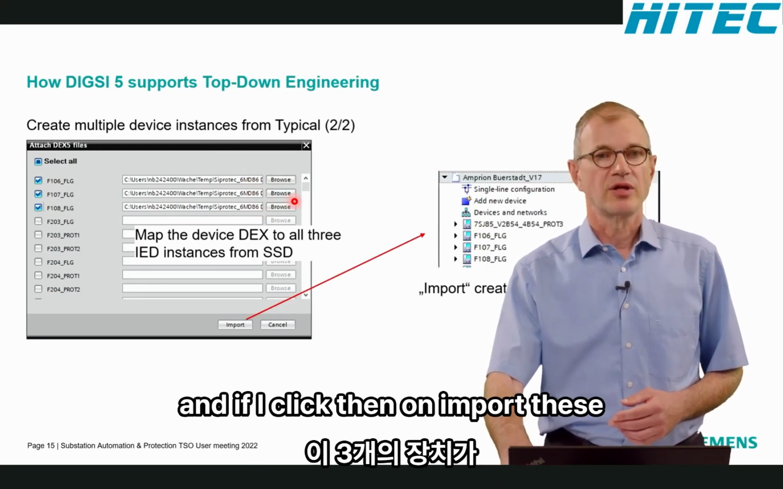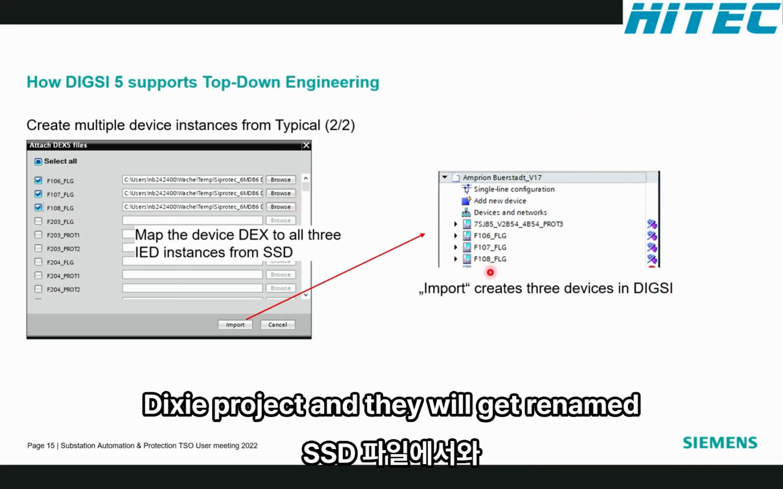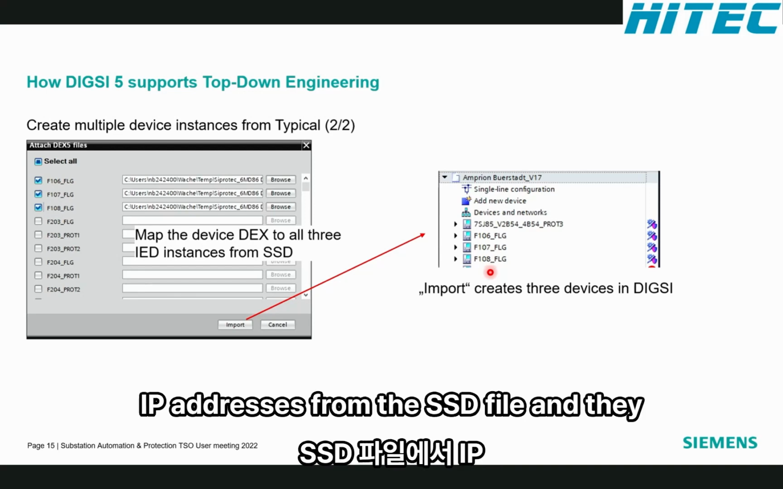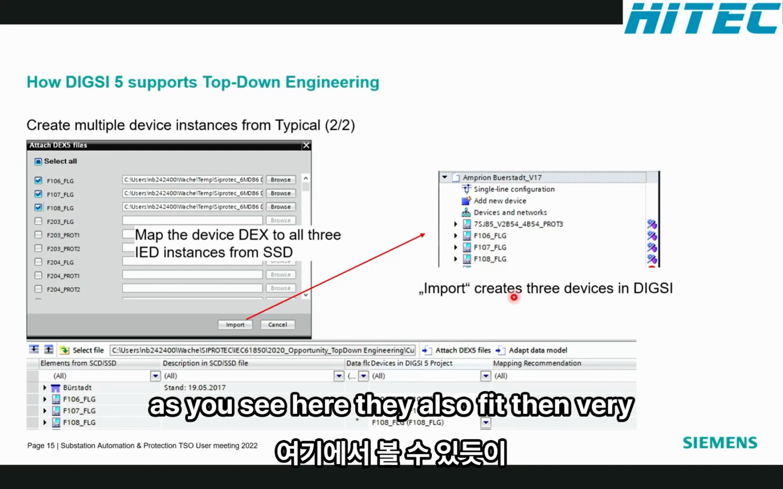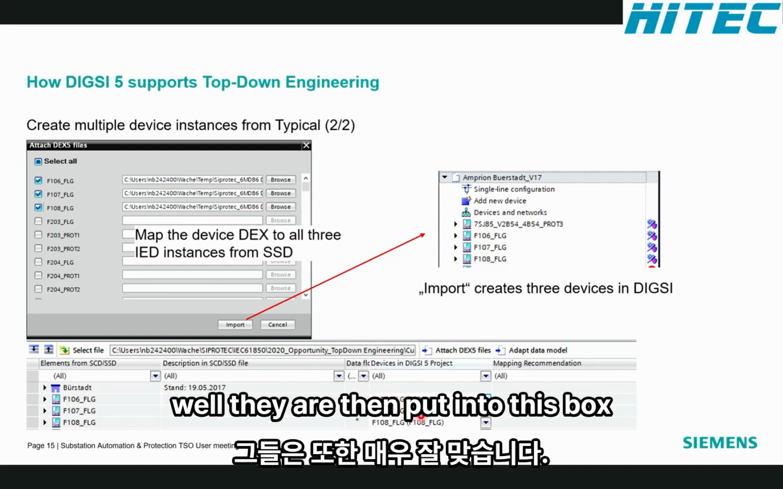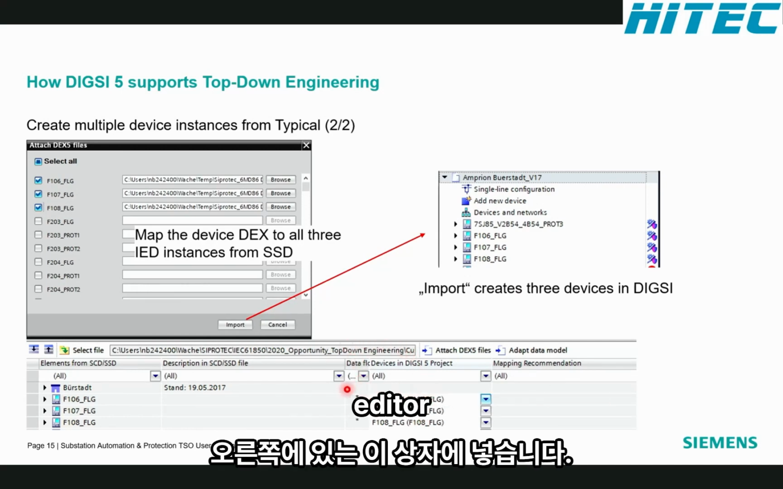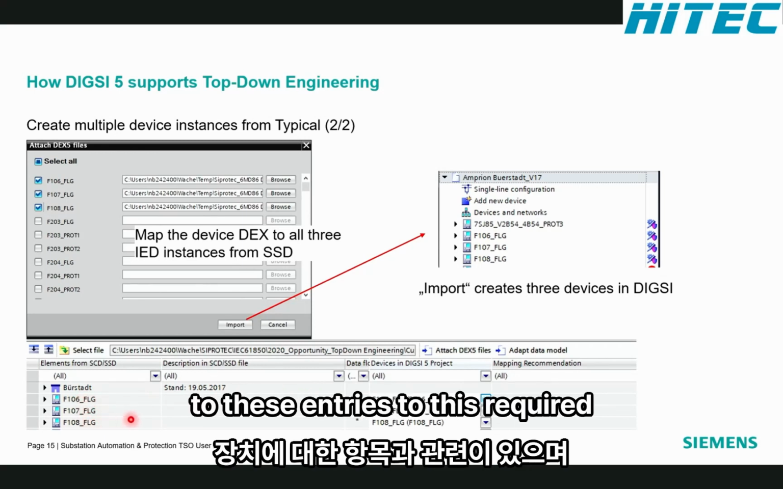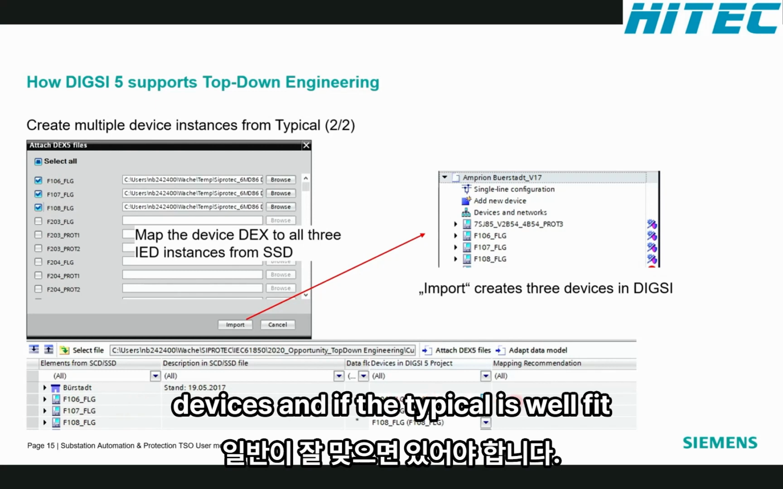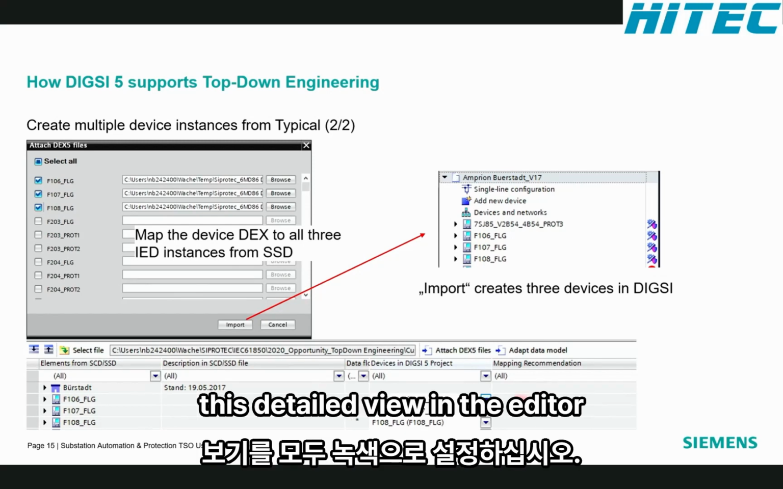And if I click then on import, these 3 devices will be created in my DIGSI project, and they will get renamed like in the SSD file. They will get the IP addresses from the SSD file, and they are ready for use. As you see here, they also fit then very well. They are then put into this box here on the right side of this new editor, and so they are related to these entries, to these required devices. And if the typical is well fit, then there should be all green on this detailed view in the editor.